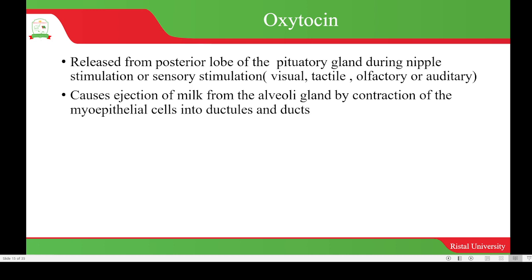Oxytocin is released from the posterior lobe of the pituitary gland during nipple stimulation or sensory stimulation, and this can be visual, looking at your baby cry and maybe you feel like breastfeeding will stimulate the production of oxytocin, and then tactile, when you touch your baby or the baby touches the breast, olfactory, smelling your baby and you sense that they need to breastfeed, and then also auditory, hearing that your baby is crying and desires to breastfeed. And this causes ejection of milk from the alveolar gland by the contraction of the myoepithelial cells into ductules and ducts.